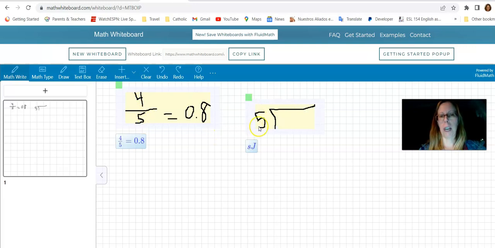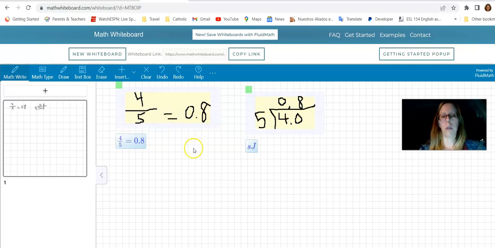4 divided by 5. If we want to see if these are equal, this is how we would do it. We would put the 4 inside the house, the 5 on the outside. We put our decimal here and a 0 right here. 5 times 8 is 40. And the decimal needs to go right here because that's where it is right there. And that's a 0 right there. 5 times 8 is 40. So these are the same.